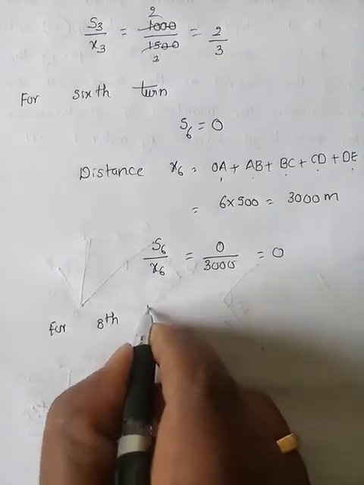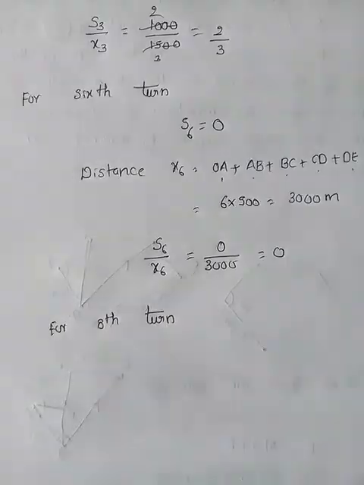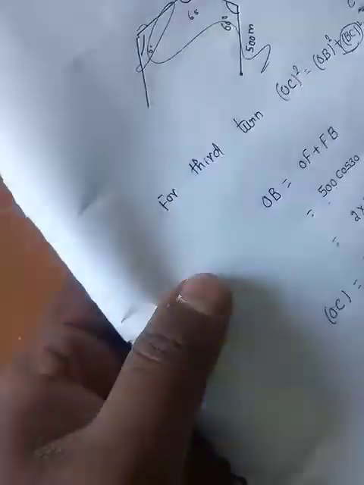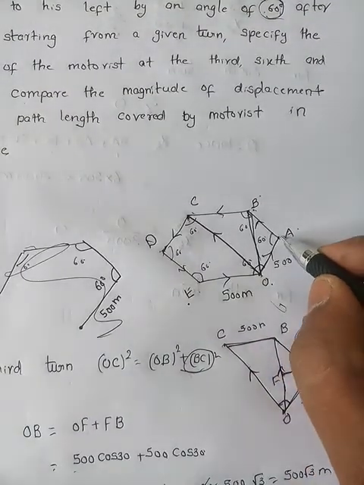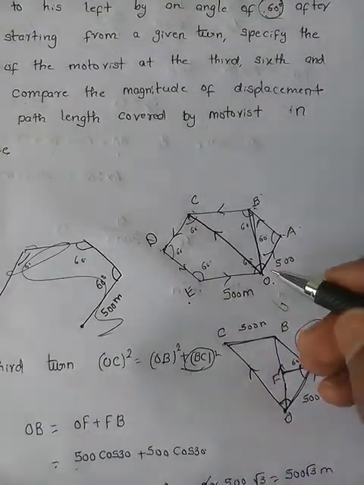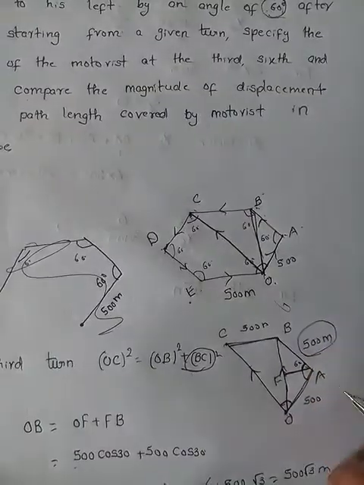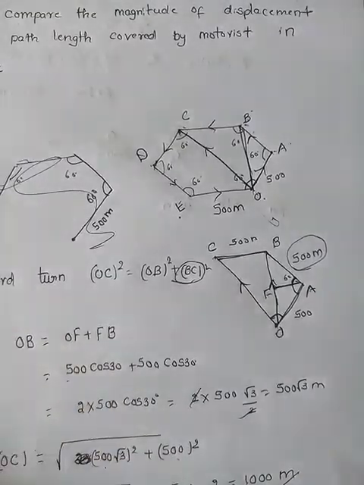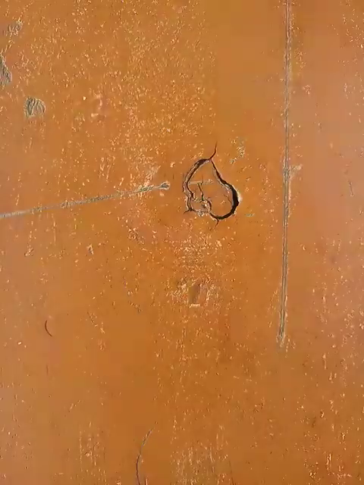For the 8th turn, see, for the 6th turn he is again O, 7th turn A, 8th turn is what? B. So we should calculate what? OB. So this is only OB. So OB is equal to, already we calculated, right? So 8th turn is what? OB. What is OB?